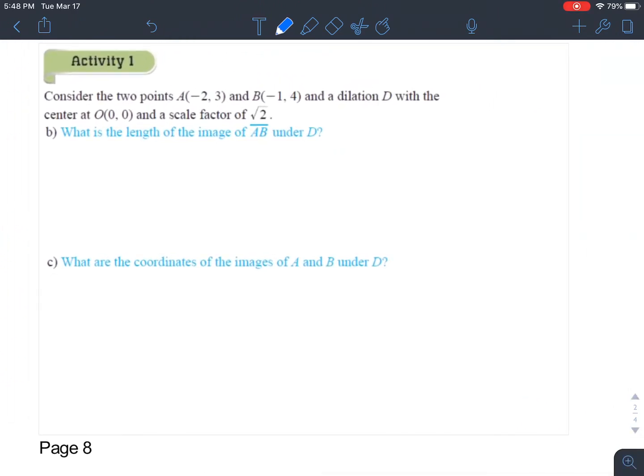Now that you've seen how to do that, go ahead, pause the video, and I want you to attempt B and C. When you are done, start the video again, and then I'll demonstrate how to do these.